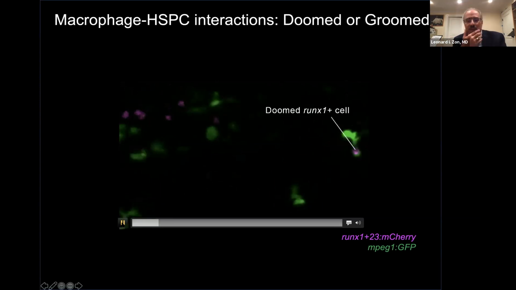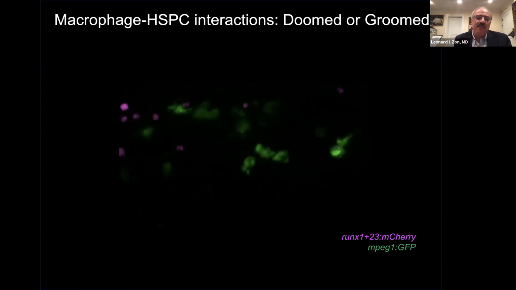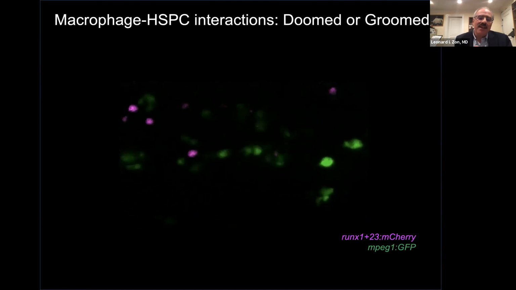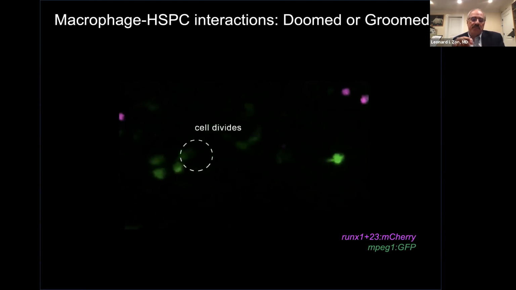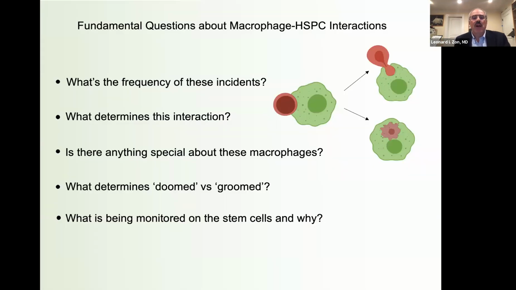Then he saw a second behavior where the macrophage and stem cell interacted, but instead of fully eating the stem cell, it actually just partially ate the stem cell, and then the stem cell divided. And it's almost as if the macrophage interacting with the stem cell is a licensing event for the stem cell to actually divide. So this raised a number of questions. What are the frequency of these events? What determines this interaction? Is there anything special about these macrophages? What determines being doomed or groomed? And what is being monitored on the stem cells?